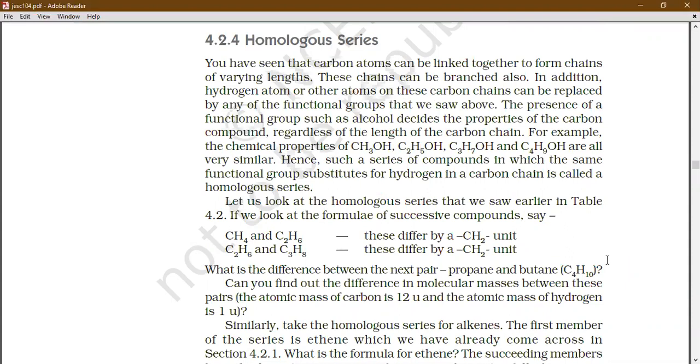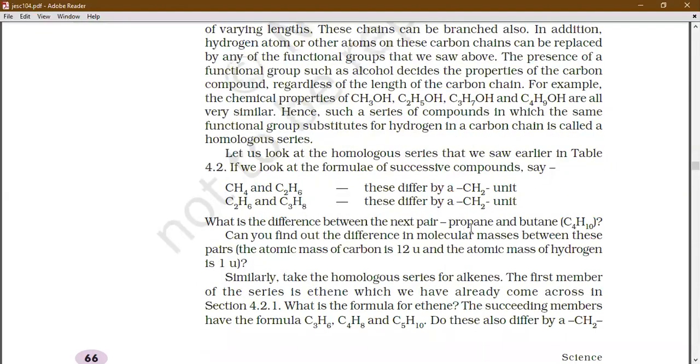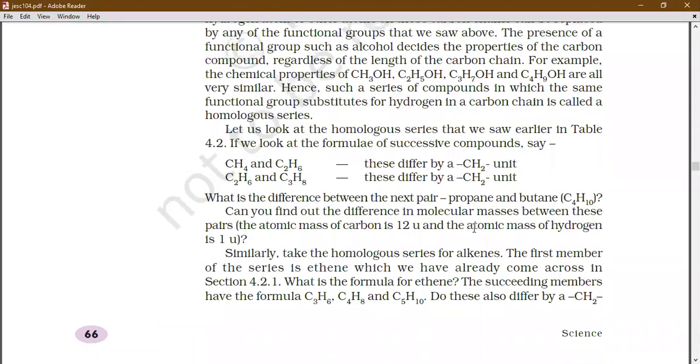For example, the chemical properties of CH3OH, C2H5OH, C3H7OH, and C4H9OH are all very similar. Hence, such a series of compounds in which the same functional group substitutes for hydrogen in a carbon chain is called a homologous series. Let us look at the homologous series that we saw earlier in table 4.2.